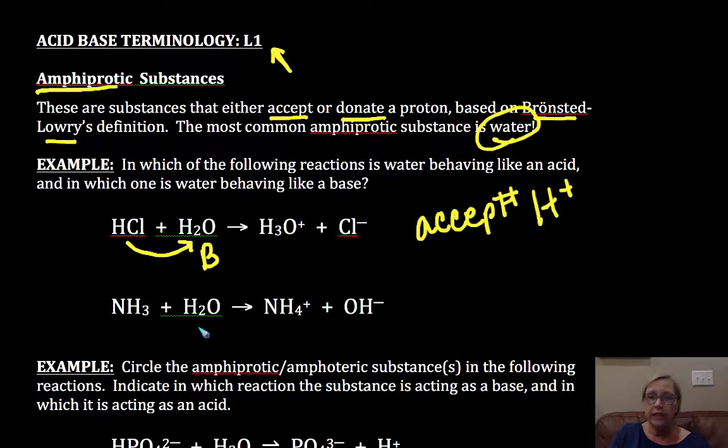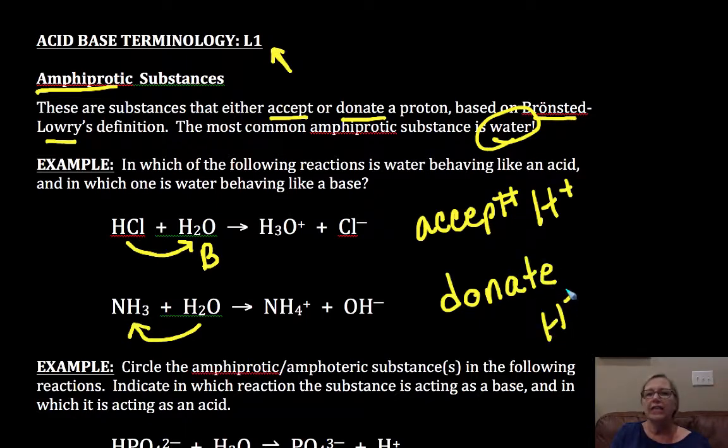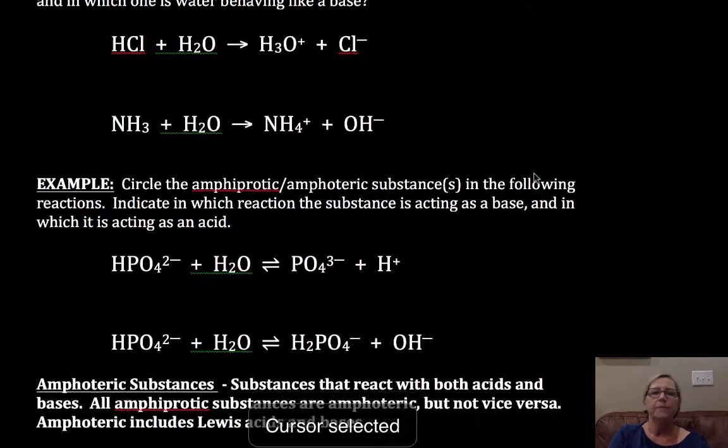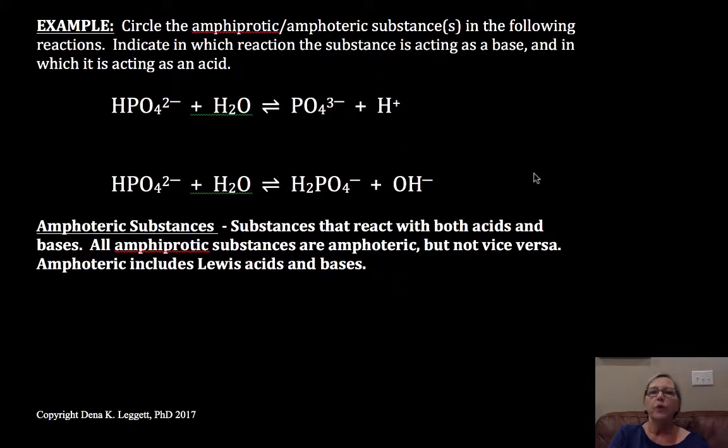Here, ammonia, a weak base, is going to take an H+. So in this case, water is donating an H+. So it is being amphiprotic. Okay? Now, let's take a look at the next examples. Circle an amphiprotic. Amphoteric, I'm going to talk about in more detail in just a minute.